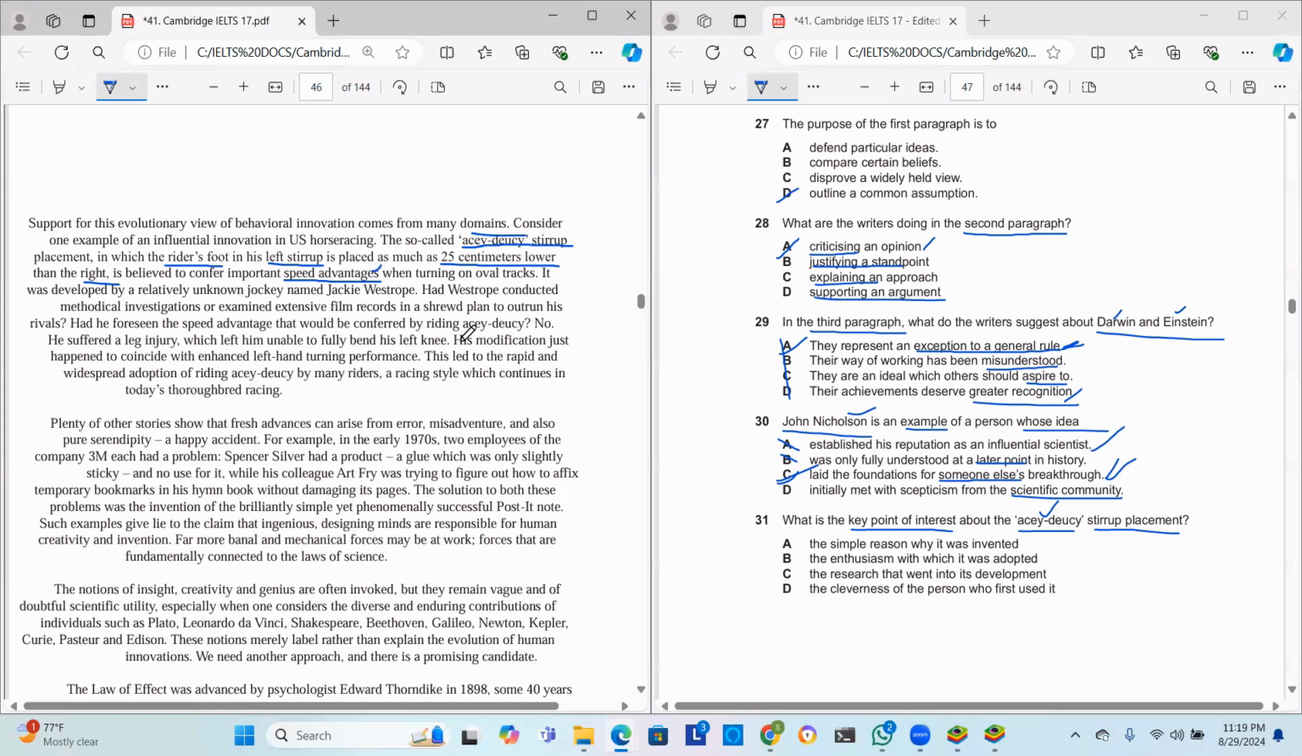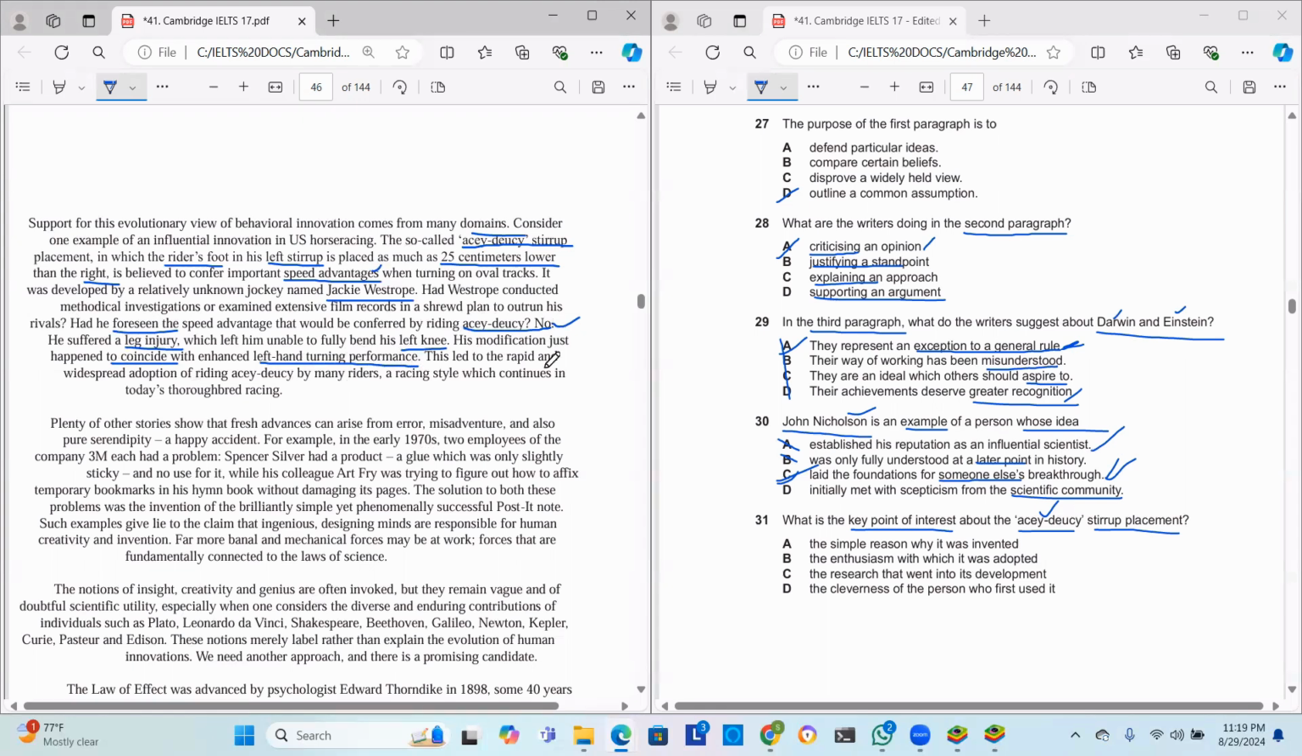That's what he says. It was developed by a relatively unknown jockey named Jackie Westrop. Okay. Had Westrop conducted methodological investigations or examined extensive film records in a plan to outrun his rivals? Had he foreseen the speed advantage that would be conferred by riding the ACDC? No. So the answer to the questions is no. He suffered a leg injury, okay, which left him unable to fully bend his left knee. His modification just happened to coincide with enhanced left hand turning performance.